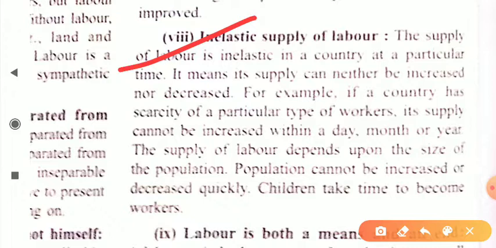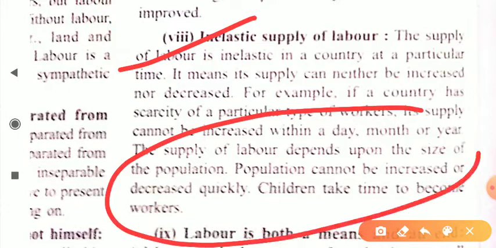The supply of labor depends upon the size of population. What is the size of your population? How many people are educated, how many are not educated, who are skilled, who are not skilled. So the supply of labor depends upon the population. That's why population cannot be increased or decreased quickly. Children take time to become workers or labor. Suppose you are studying in class 9th, 10th, 11th, you must need time, 5, 6, 10 years, to become a worker. A worker means to become a part of the working population.